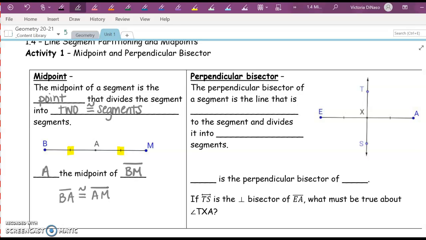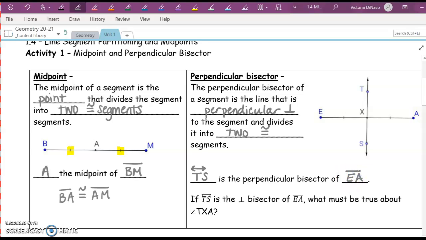Our next word is, we're taking two vocabulary words that we've previously learned, perpendicular and bisector, and we have the word perpendicular bisector. The perpendicular bisector of a segment is the line that is perpendicular to the segment, and it divides the segment into two congruent segments. So in our picture right here, we could say that line TS is the perpendicular bisector of segment EA.